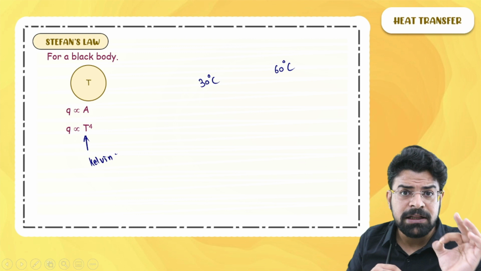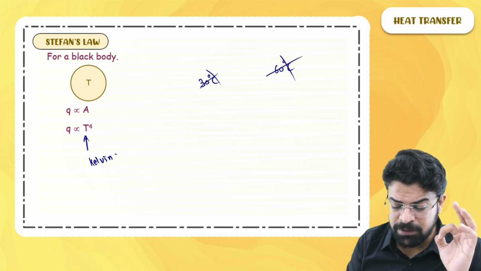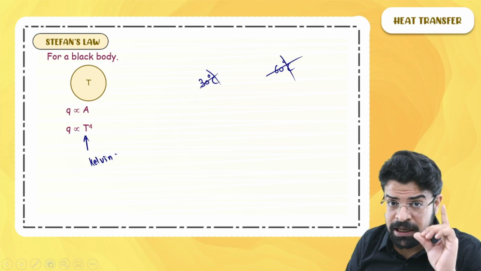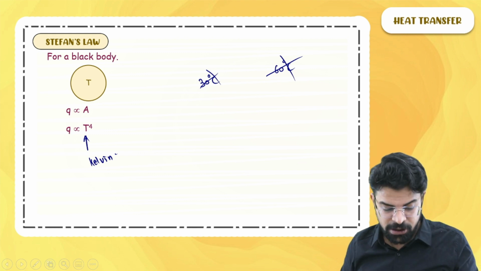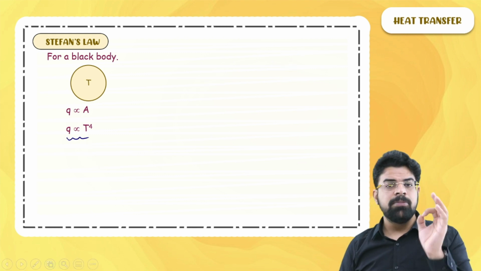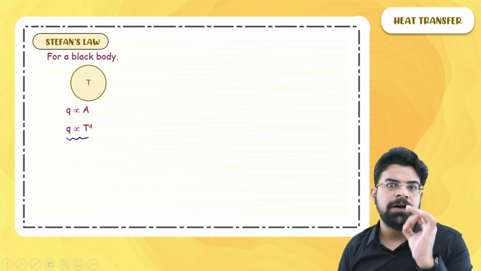Do not take the temperature in degree centigrade. Here you must substitute the temperature in Kelvin. Do not make this error. So the heat radiated is directly proportional to the fourth power of absolute temperature.